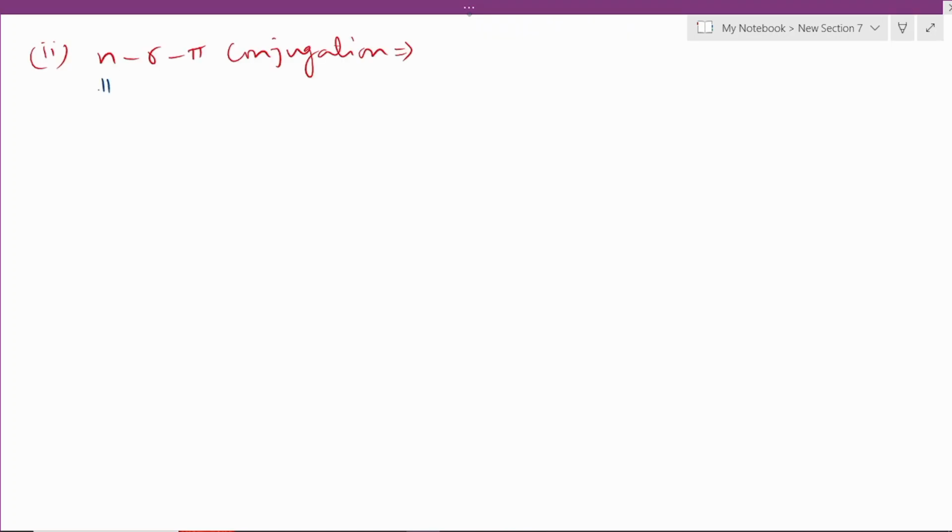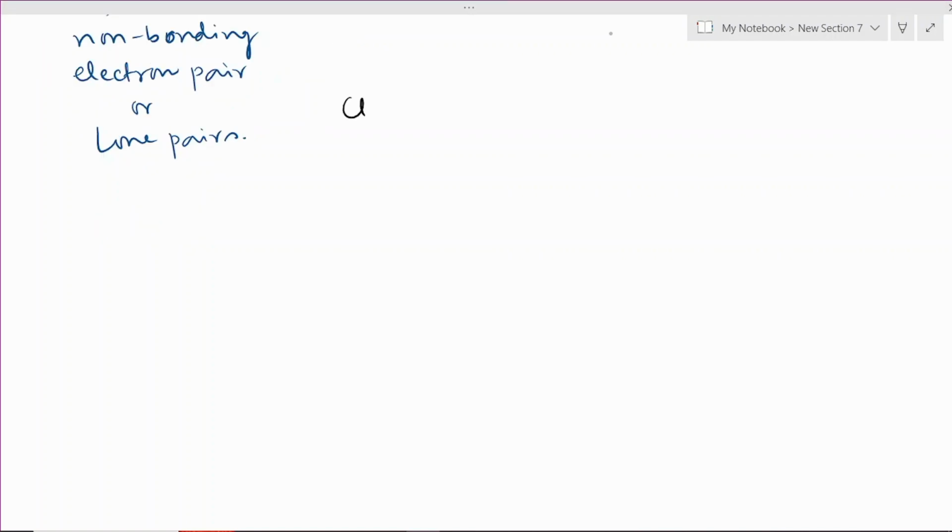Next is the n sigma pi type conjugation. What does this n denote? N denotes non-bonding electron pair or lone pairs. Suppose we take this system, and here we can see that there are 1, 2 and 3 pairs of non-bonding electrons in chlorine. This is n and then it is sigma, then it is pi. So this is an example of a system that possesses n sigma pi conjugation.